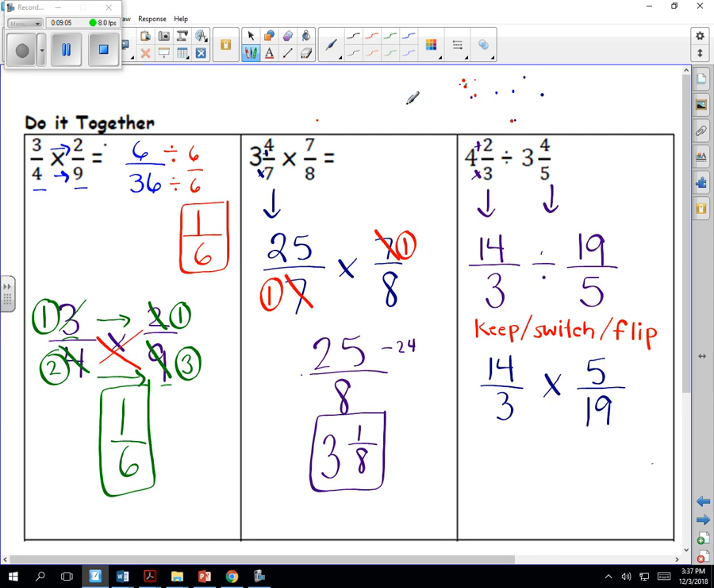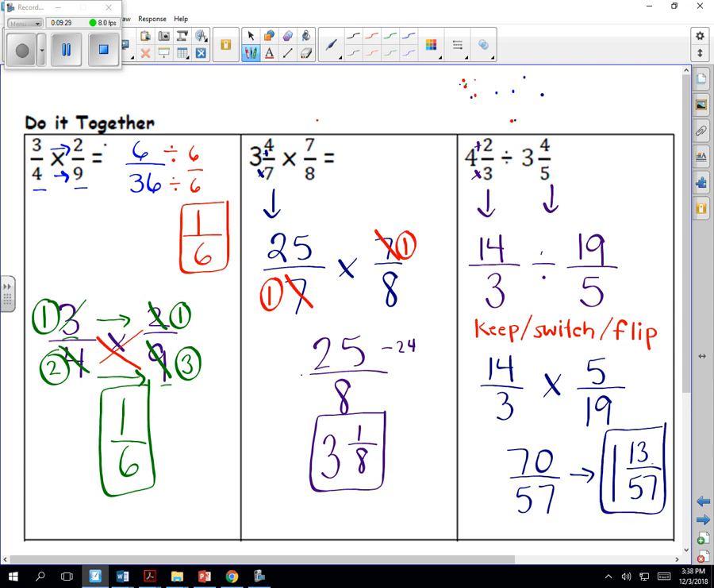So we're going to have to multiply straight across. 14 times 5 is 70. 3 times 19 is 57. I have an improper fraction, so I have to change that to a mixed number. 57 divides into 70 one time, and that has a remainder of 13 out of 57.